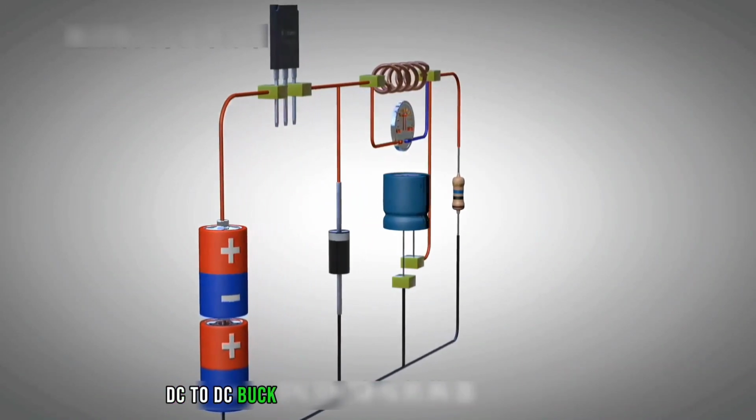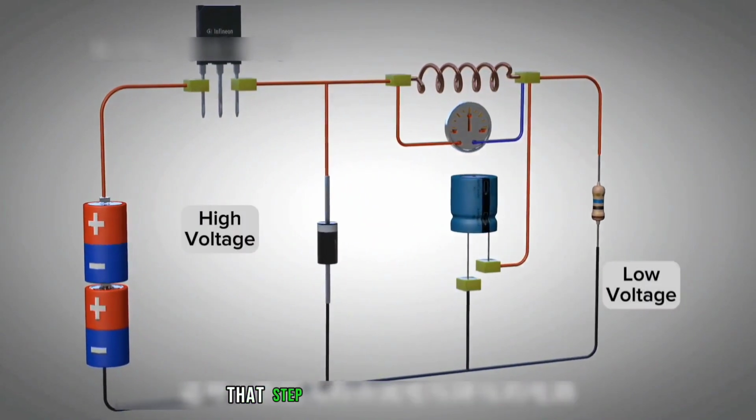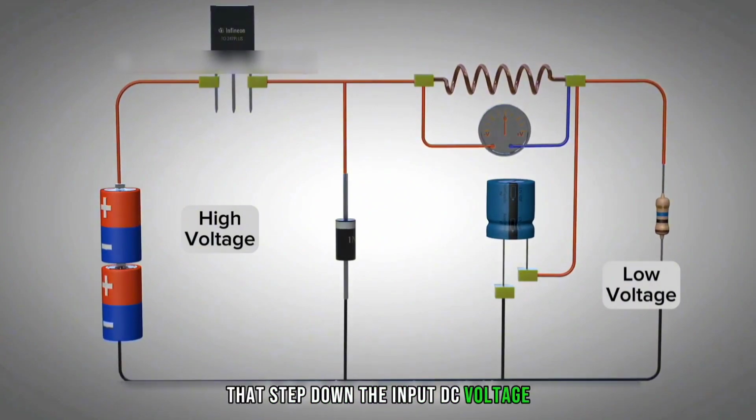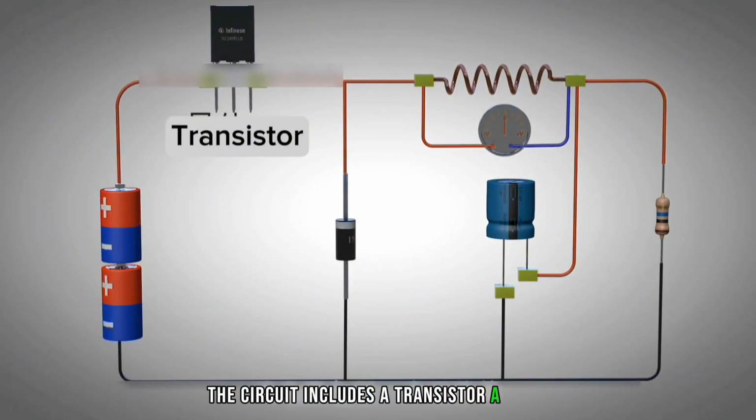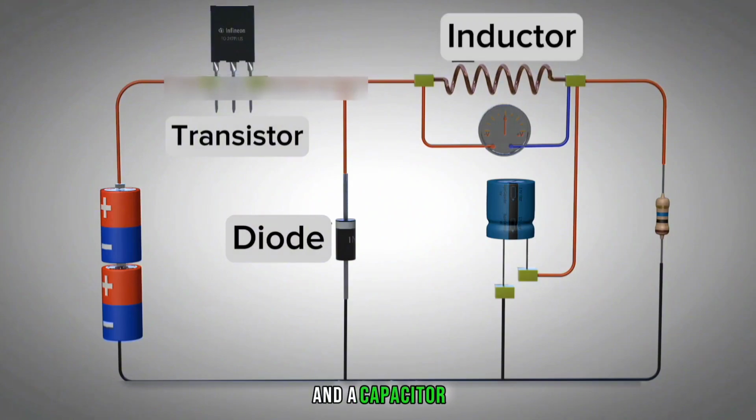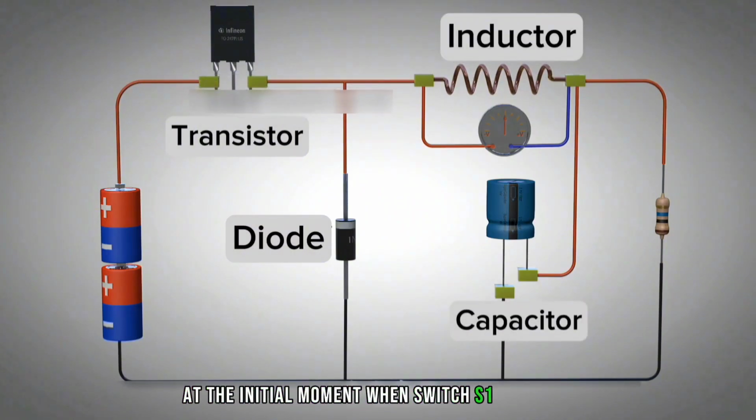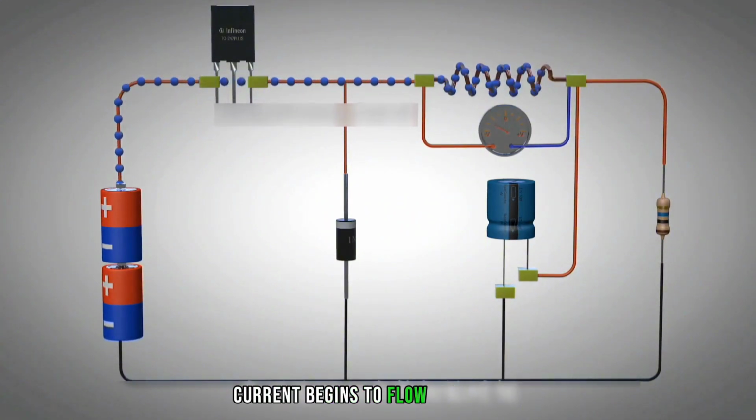DC to DC buck converters are suitable for circuits that step down the input DC voltage. The circuit includes a transistor, a diode, an inductor, and a capacitor. At the initial moment when switch S1 is closed, current begins to flow in the load.